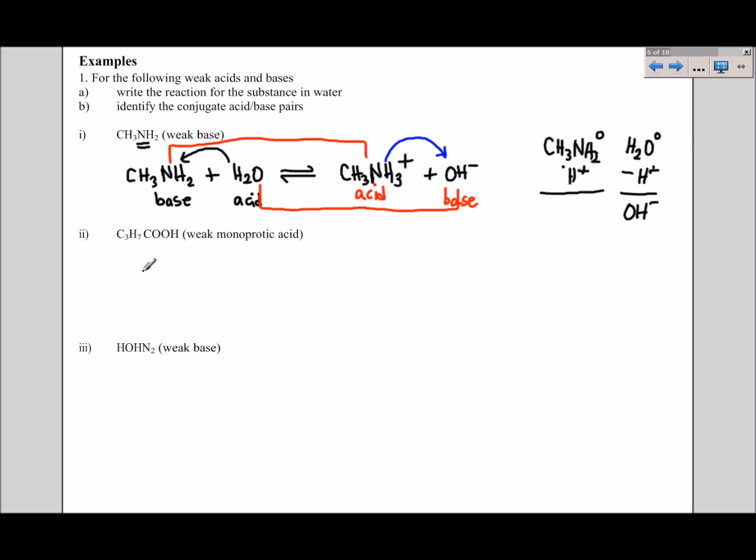Let's look at a second example. So this time we've got an acid, so we've got C3H7COOH, and you can recognize acids by having this carboxyl group. So this is going to be our acid. It's going to donate a proton to the water, and the water is going to act as the base. The products here, we're going to take away the H+.